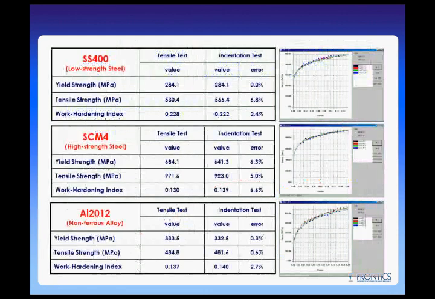In terms of application, IIT is not limited to any specific material, but can be used for high-strength steel, low-strength steel, stainless steel, and aluminum. More importantly, this flexibility means that IIT can evaluate tensile properties of even unknown materials.